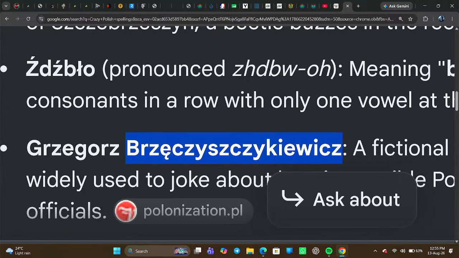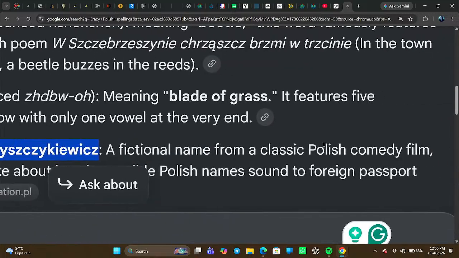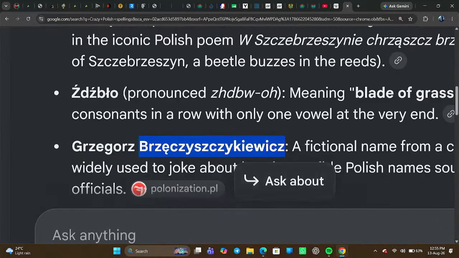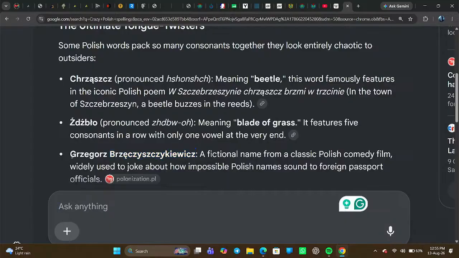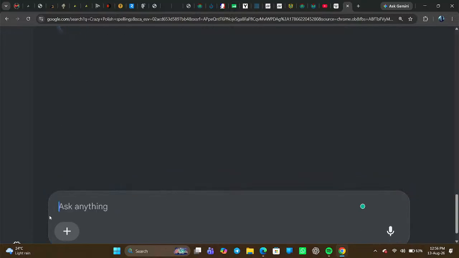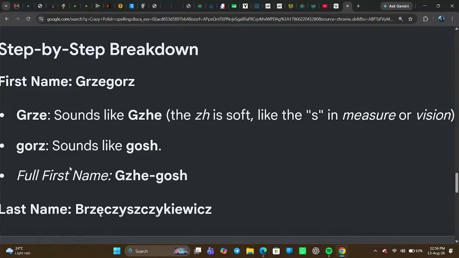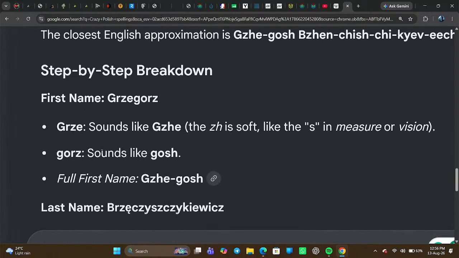Grisgo or Gritsgo. Gritsgorts. Or let's see how to pronounce it, if it is even available. How do you pronounce? So they broke it down into syllables. So it sounds like gje. But why are they putting R?